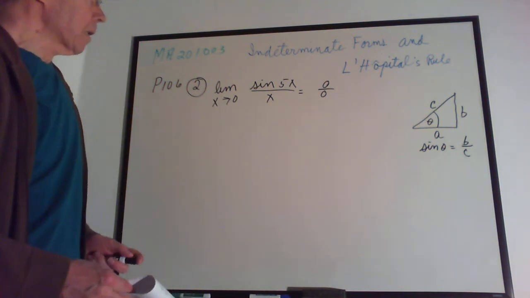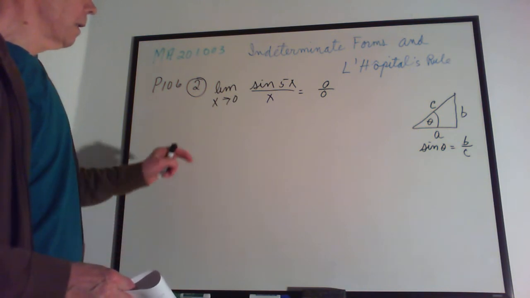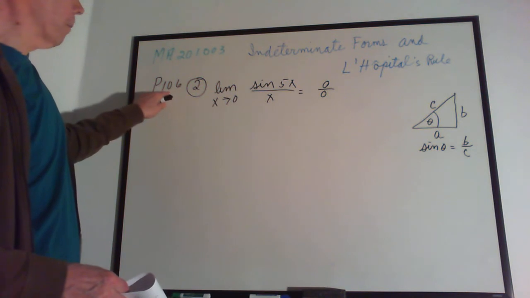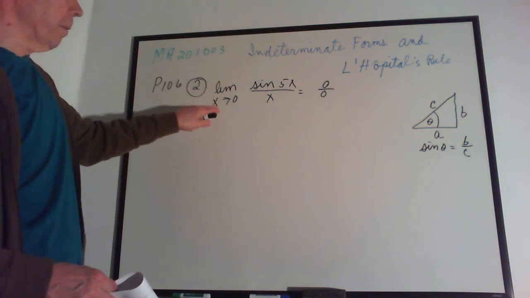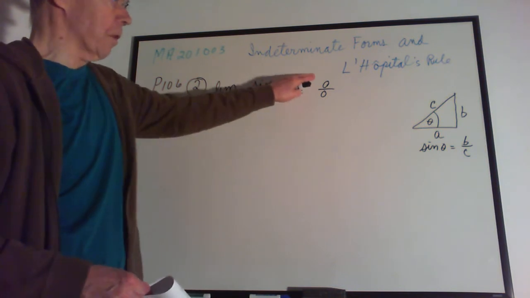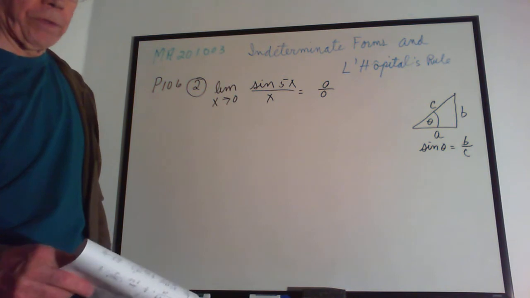All right, we're going to talk about indeterminate forms and L'Hopital's rule. The best way to understand L'Hopital's rule is to do a problem. So number 2 on page 106. As the limit x goes to 0, sine 5x over x goes to 0 over 0. That's an indeterminate form, 0 over 0.